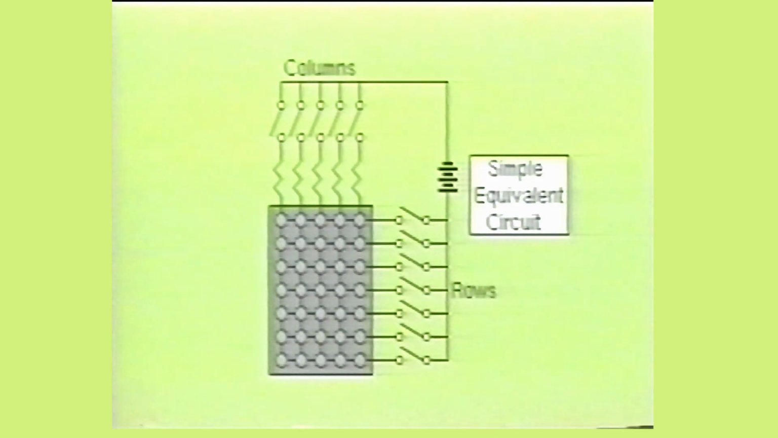Since the dot matrix display has a rectangular array of diodes, the display must be scanned one row and one column at a time to display a single character. To better understand how this display works, we will examine this simple circuit. In our example, we will illustrate the uppercase letter A.